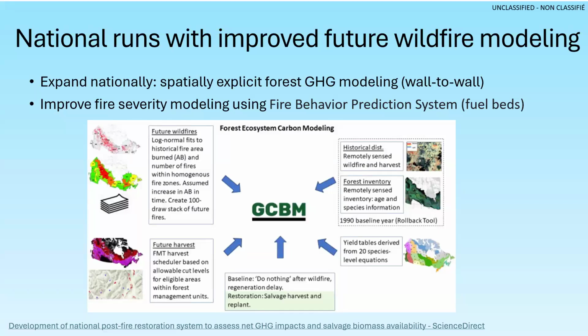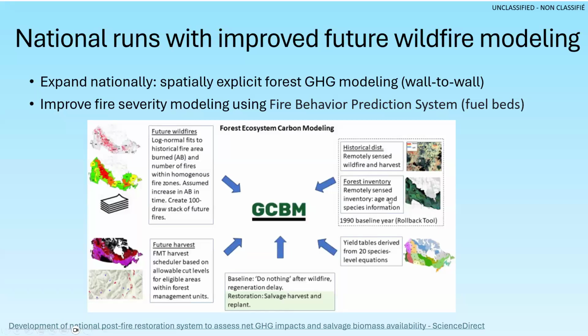But we also expanded back to the national level. And we've done national level GHG reduction analysis before, and then we did a lot of work in BC, and now it was time to go back to the national level. And it's really great that we have access to remotely sensed data sets that are spatially explicit that we can put into our generic carbon budget model. So we're able to use historical disturbances, remotely sensed wildfire and harvest.